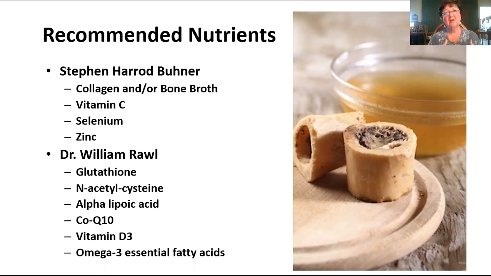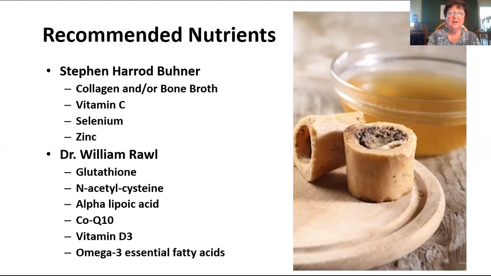If you're just making chicken broth, it's not going to be the same unless you have a good amount of bones. If you have too much protein in the soup, it will not create this collagen that is necessary for support. And of course, our good old vitamin C, selenium, and zinc.